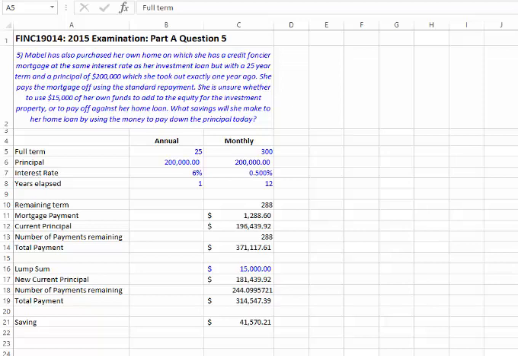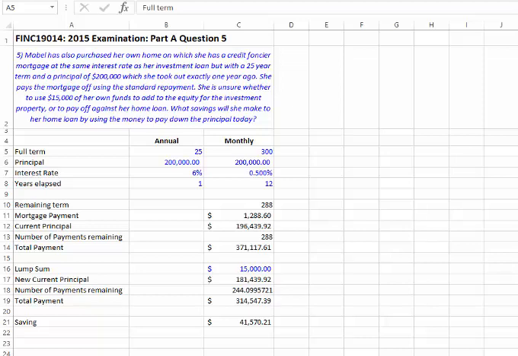Mabel also has purchased her own home on which she has a credit foncier mortgage at the same interest rate as her investment loan, but with a 25-year term and a principal of $200,000, which was taken out exactly 1 year ago. She pays the mortgage off using the standard repayment. Now, normally they are repaid on a monthly basis. She is unsure whether to use $15,000 of her own funds to add to the equity for the investment property or to pay off against her home loan.